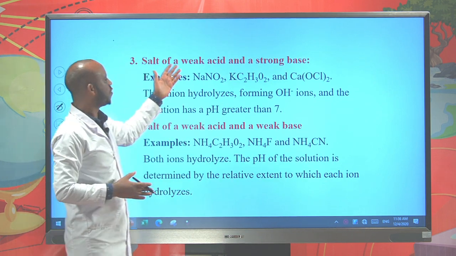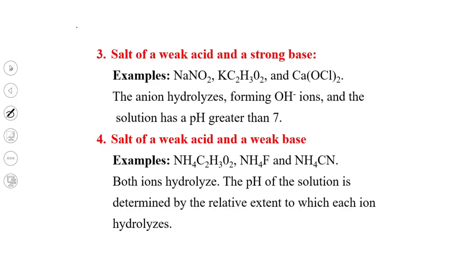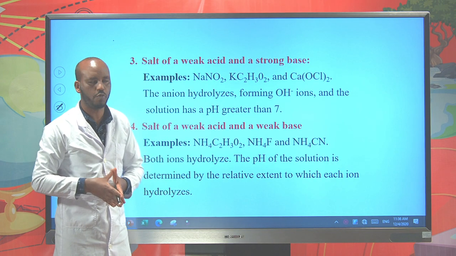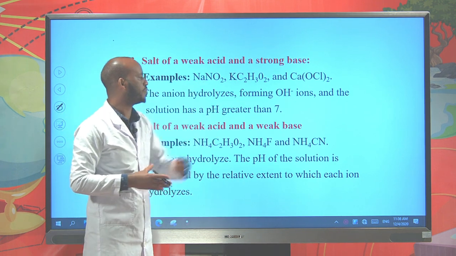Number 3, salts of a weak acid and a strong base. What happens to the pH of a solution if a salt derived from a weak acid and a strong base dissolves in water? Now take one of these examples.